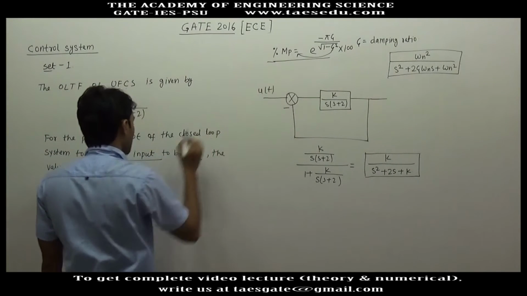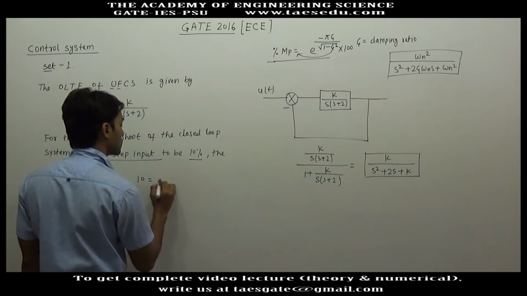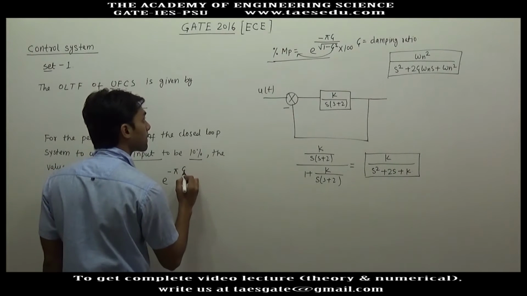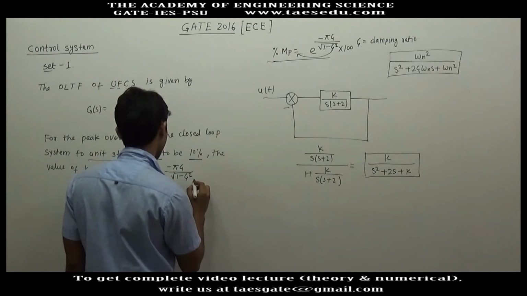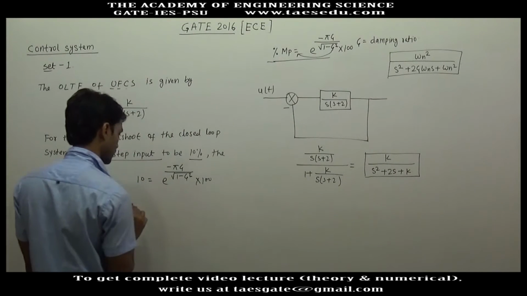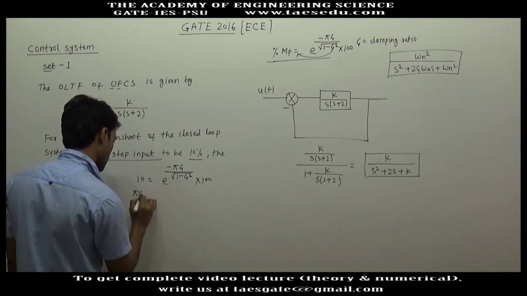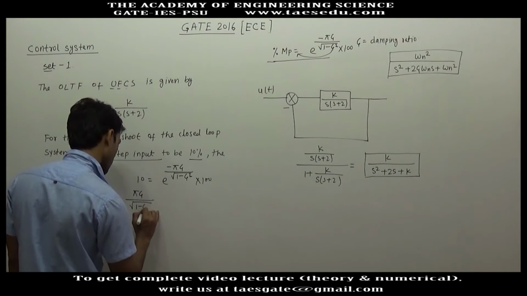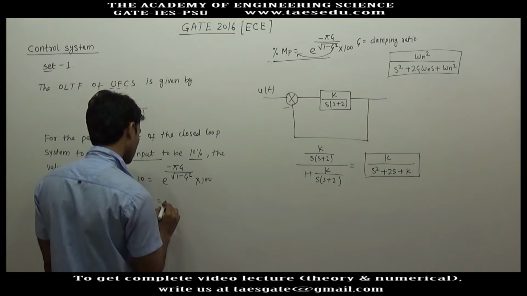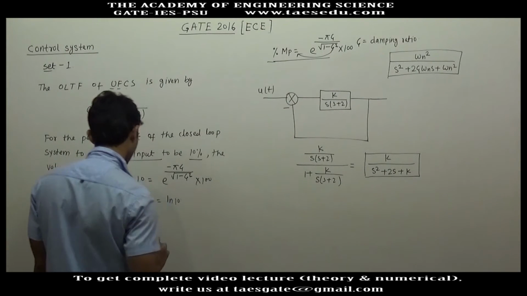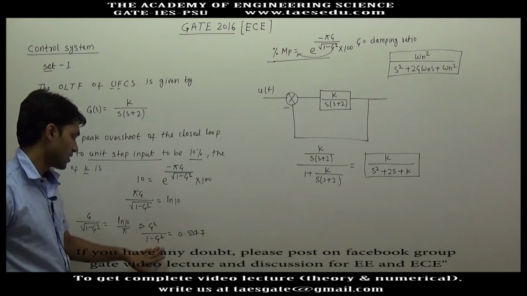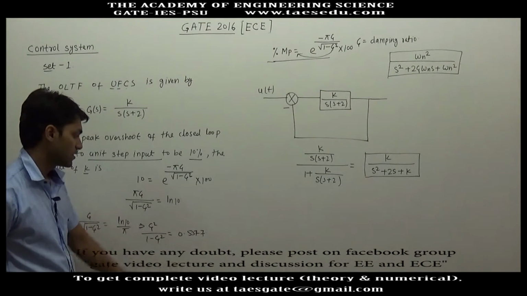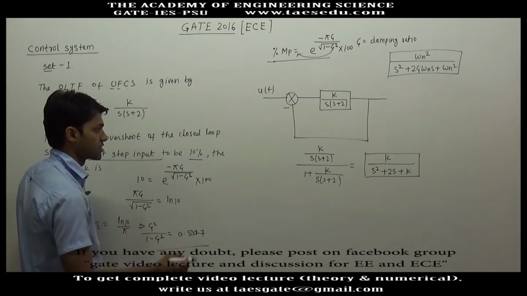So 10 must be equal to e to power minus pi zeta divided by root under 1 minus zeta square, into 100. So pi zeta divided by root under 1 minus zeta square equal to ln 10. Here we will get zeta square divided by 1 minus zeta square equal to 0.5377. This is the required equation for zeta.